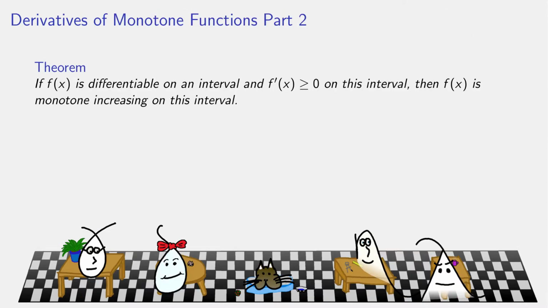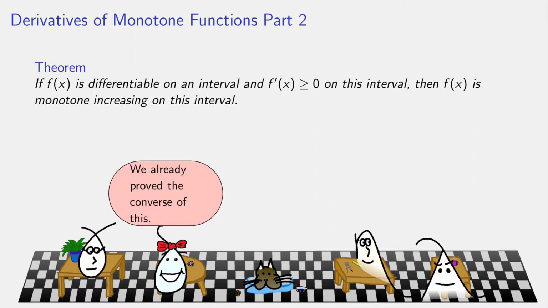Moving on to a new result, if f is differentiable on an interval, and the derivative is not negative, then the function is increasing on this interval. And we have already proved the converse of this. Remember, we've shown if a function has a derivative and is increasing, then the derivative is not negative. Now we're going the other way. If the function has a derivative and the derivative is not negative, then it's increasing.